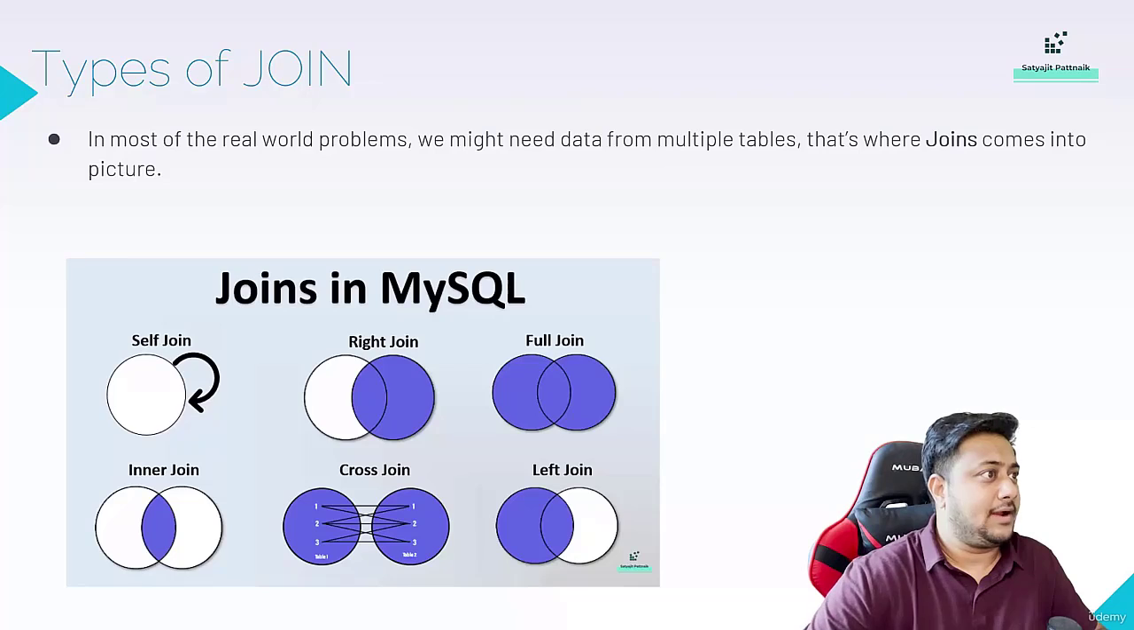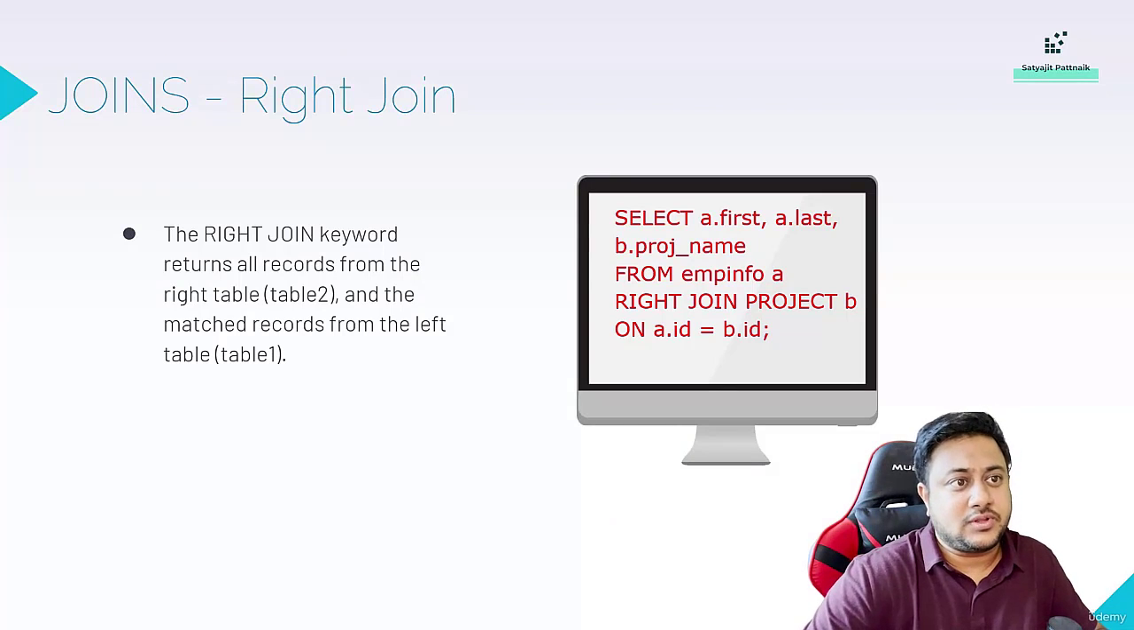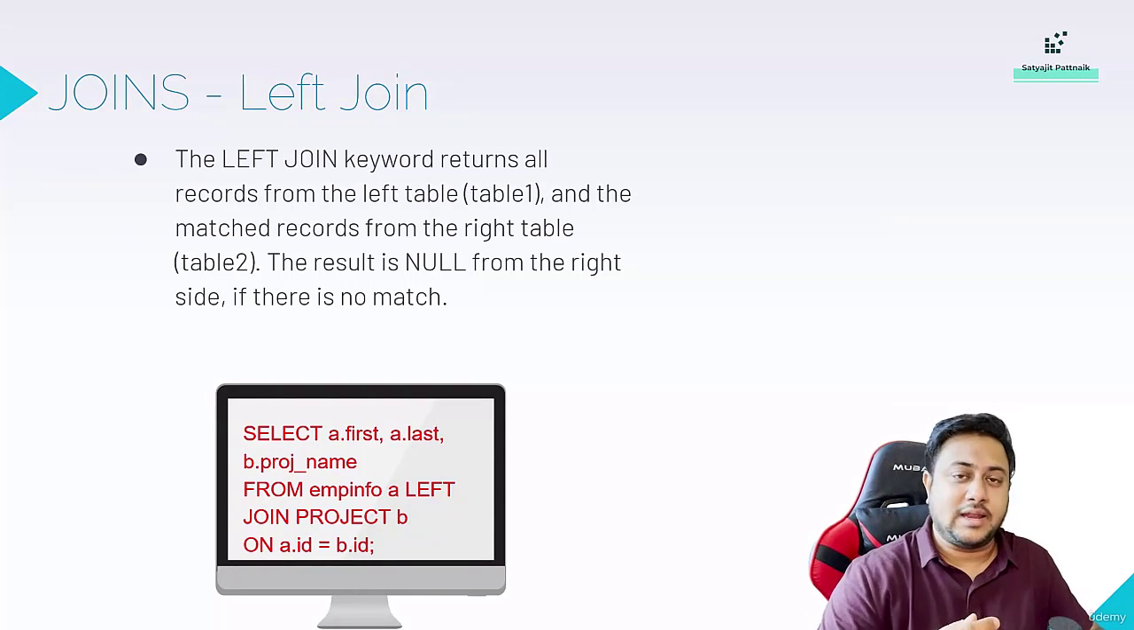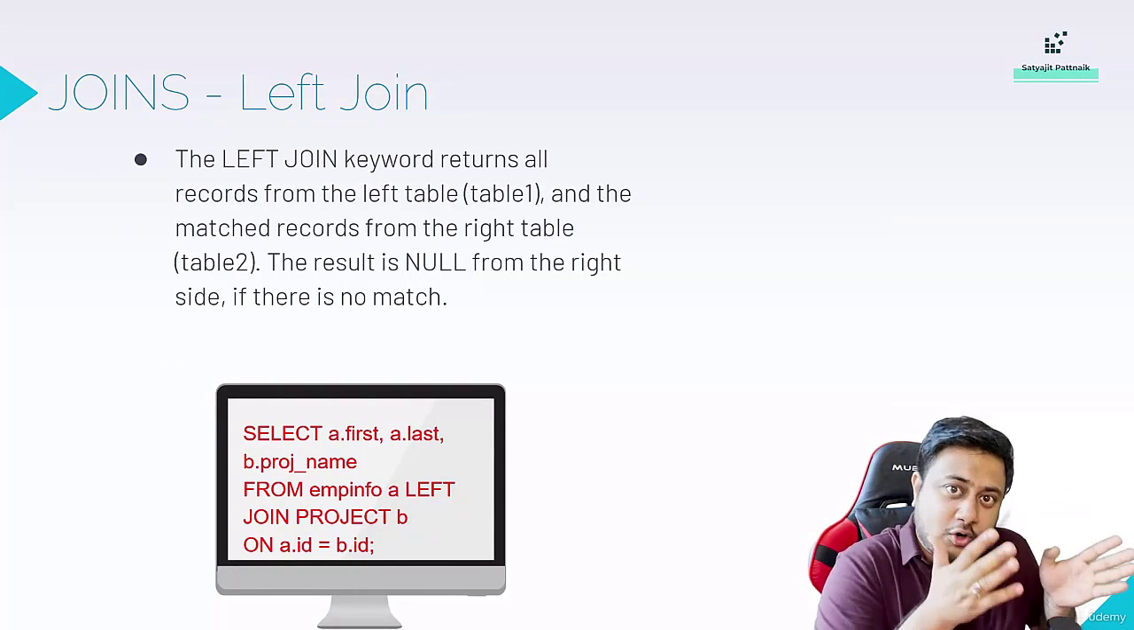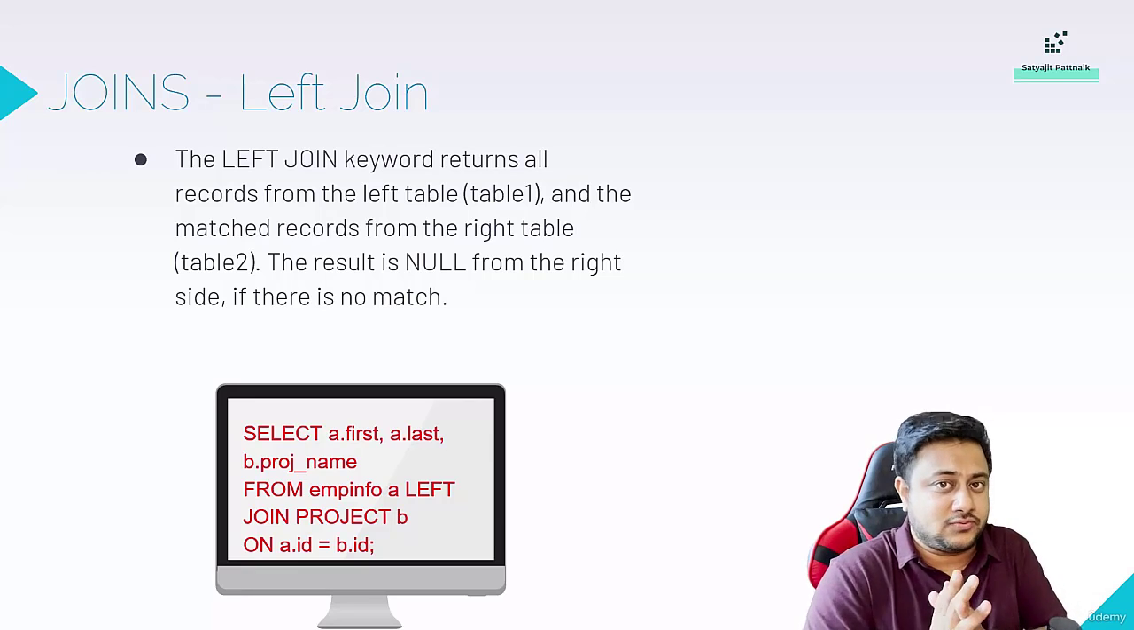Now let's go back to left join or right join. Let's start with right join. Actually, let's start with left join. That will give you a better clarity. So left join is all the records from the left one and the matching records from right.